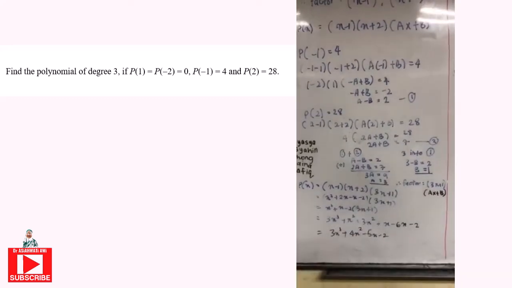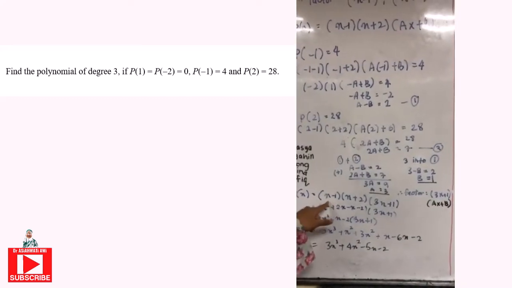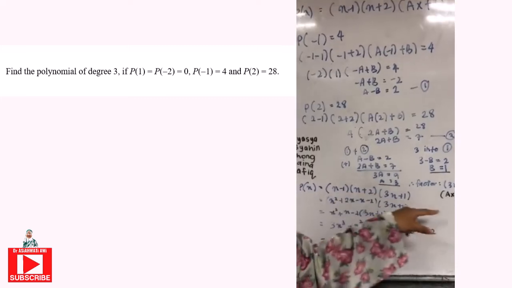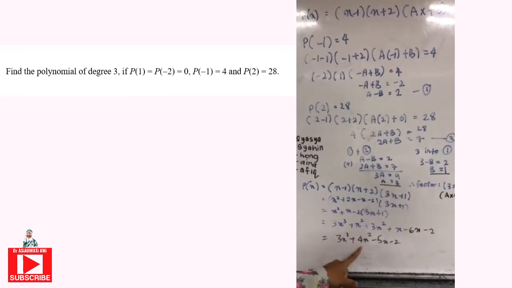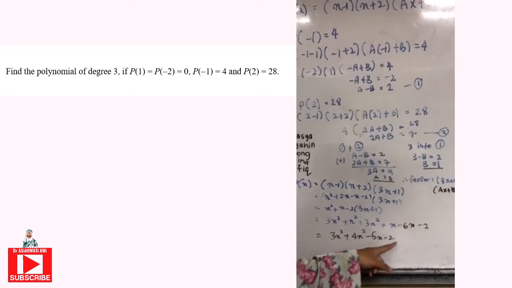Untuk cara dia punya polynomials, just expand semua yang faktor yang kita dapat ni. So kita akan dapat 3x cube plus 4x square minus 5x minus 2.